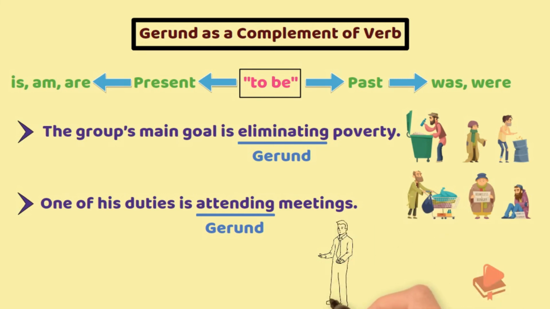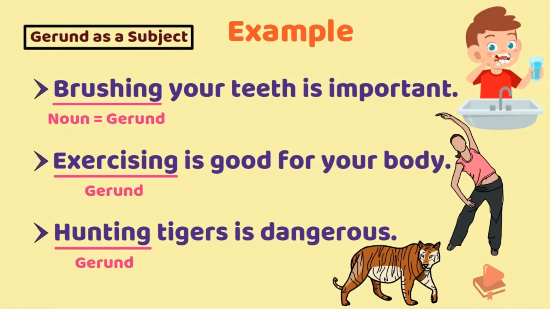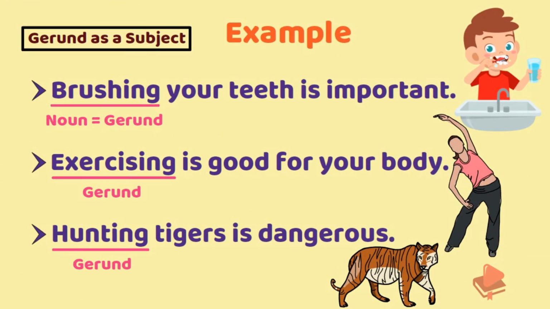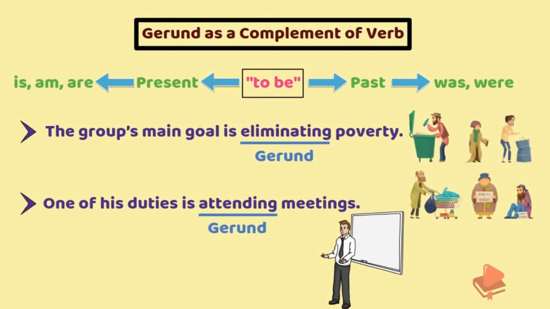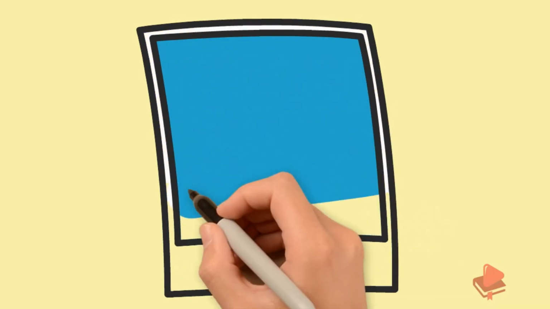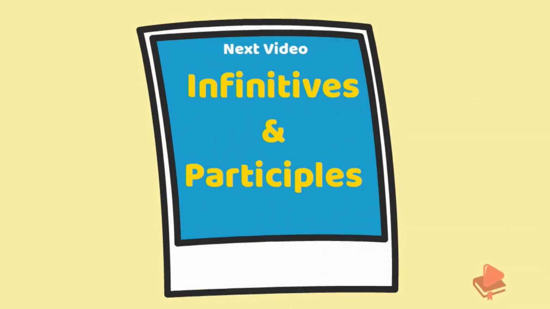So that's about gerund. Let's recall. Firstly, we saw what is gerund. Then we saw three different ways of using gerund. That is, they can act as a subject in the sentence, they can act as an object in a sentence, and be used as a complement of the verb to be. So that's all about the video. In the next video, we shall see infinitives and participles in detail.